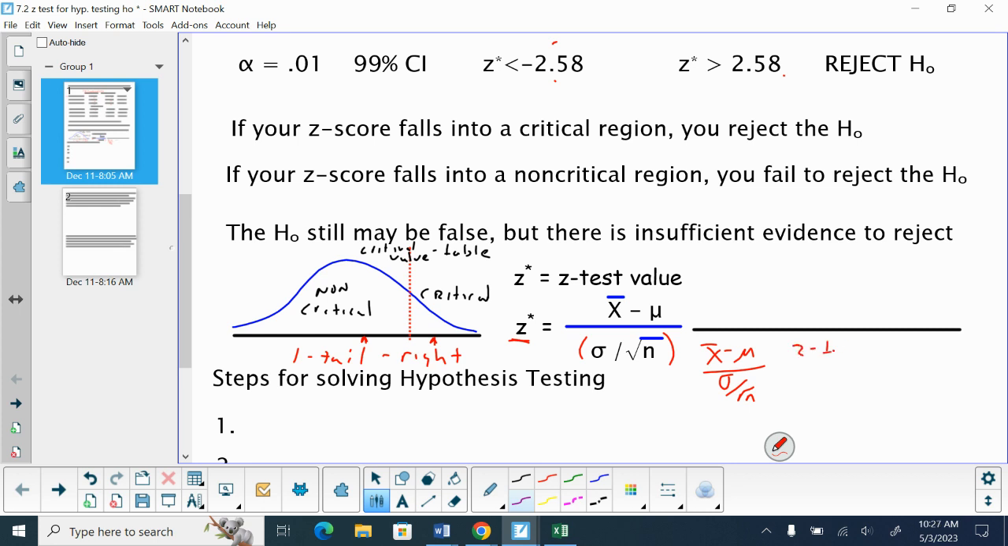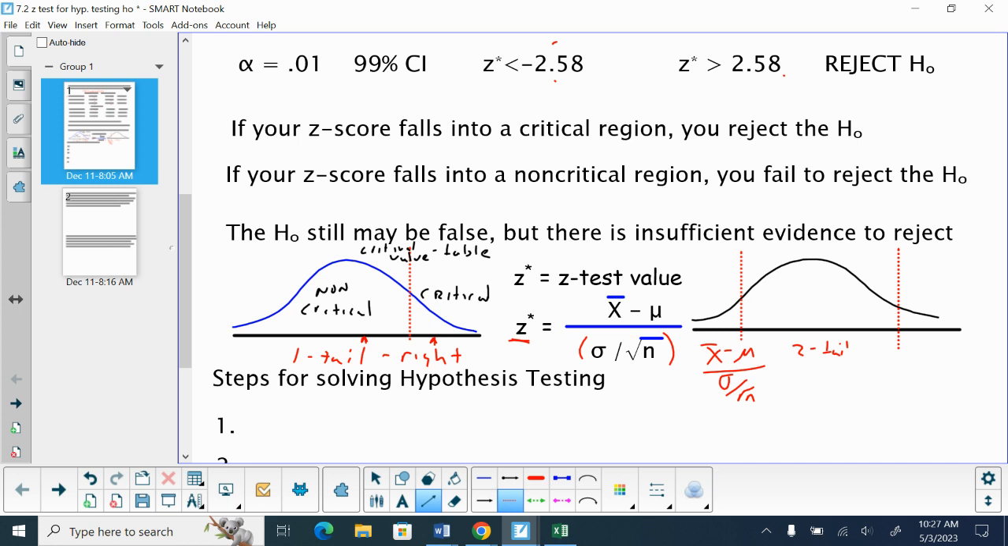If you have a two-tail, we now have two critical values. We now have two tails here. This is non-critical, and this is critical. If your z-score falls into a critical region, you reject the null hypothesis. If your z-score falls into a non-critical region, you fail to reject the null hypothesis.